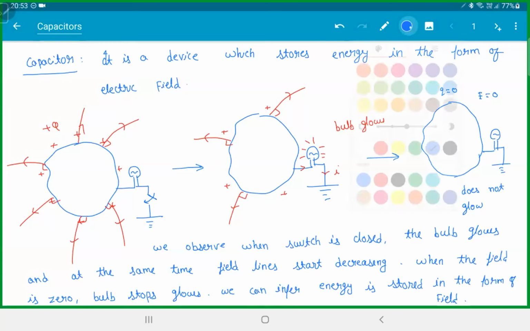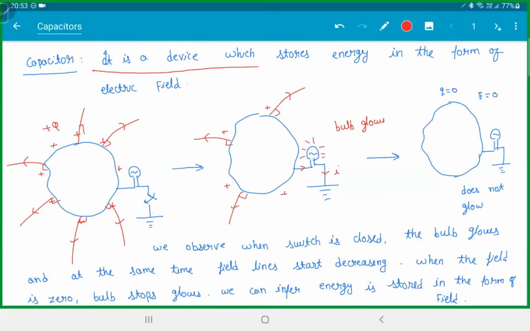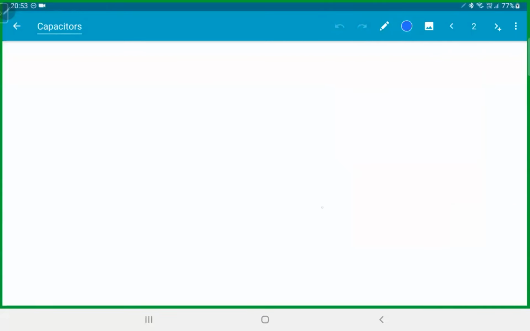So that is the meaning of this first statement here. See, it is a device which stores energy in the form of electric field. For example, if you take a water dam, it stores energy in the form of what? Gravitational potential energy, right? If you take a water dam, it has full water here. So when you release the water, you get energy. So where is that energy stored? In the form of gravitational potential energy, mgh.